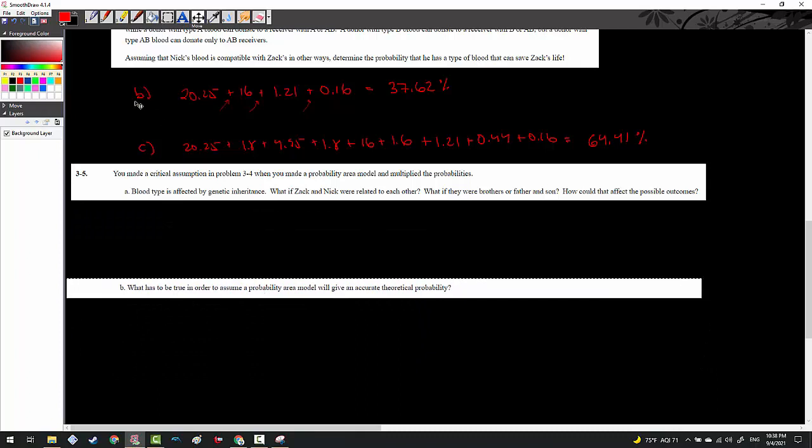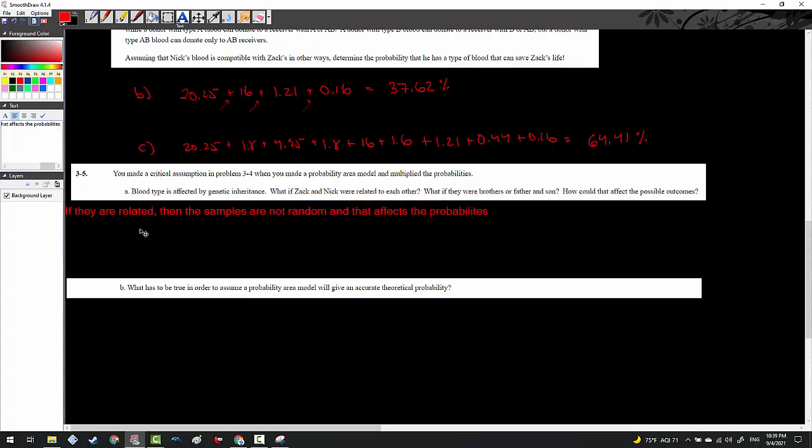It says blood is affected by genetic inheritance. What if Zach and Nick were related to each other? What if they were father and son? How could that affect possible outcomes? Well, remember, inheritance by genetics is not random. So, if they were related and it affected their possible outcomes, it means that the samples are not random. And that affects the probabilities of each event.